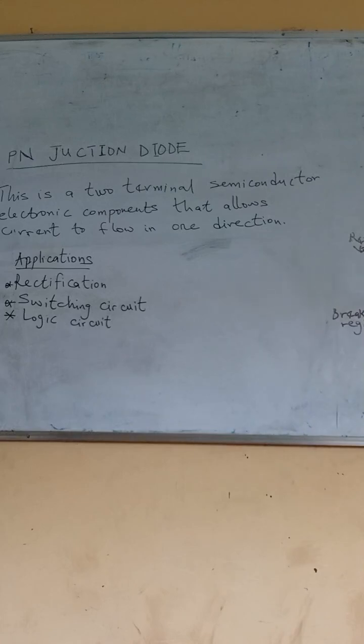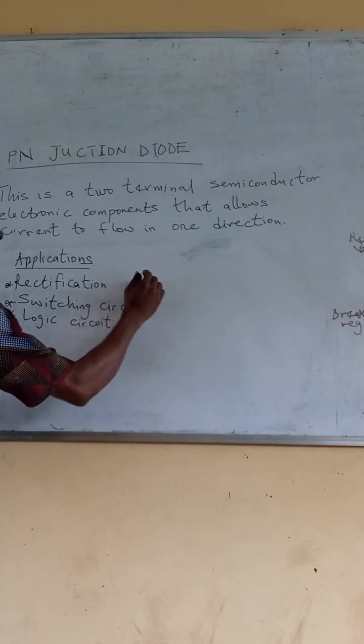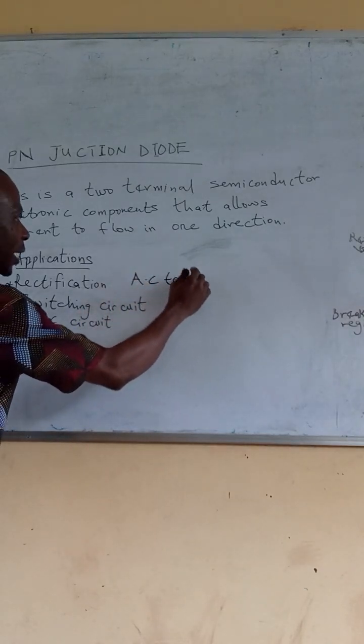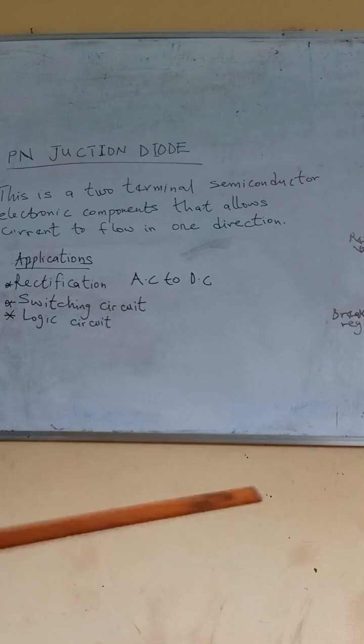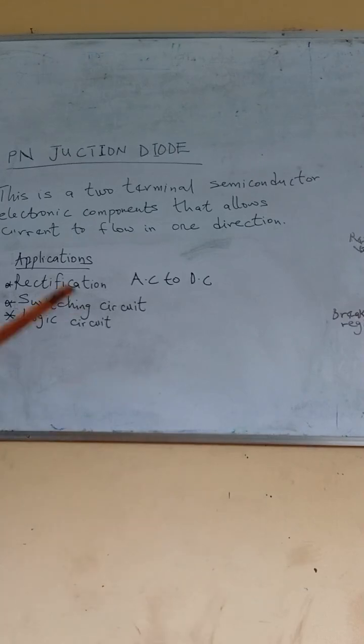Let's now look at the application of PN diode. The first and most common one is rectification. That's the rectifier. Anywhere you see a rectifier circuit, the common diode used is the PN diode to convert AC to DC. Any circuit designed to convert alternating current to direct current, which is a rectifier, must have a PN diode junction. It's what they normally use to construct that circuit.